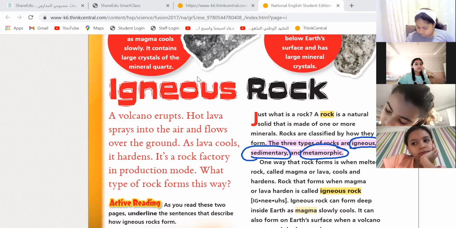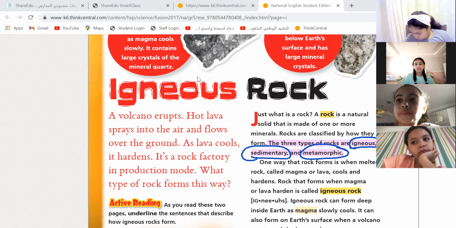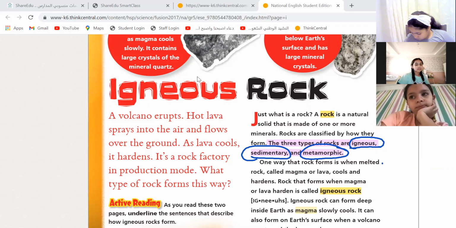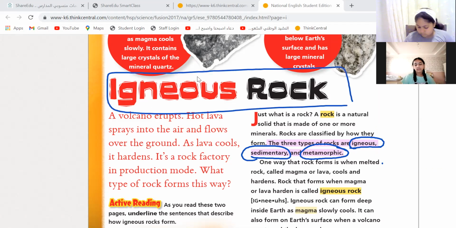When a volcano erupts, after a certain time, it will cool down. Is that right? When it cools down, the lava and magma, which come out of the ground or from deep in the ground, will cool down and become very hard. When they become very hard, we call them igneous rocks. Okay? So remember this name, igneous rocks.